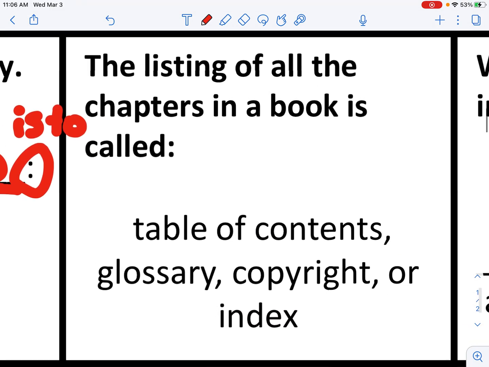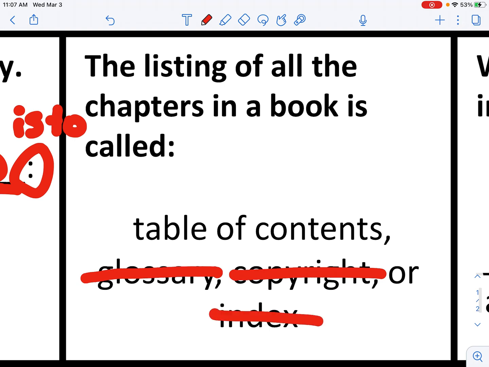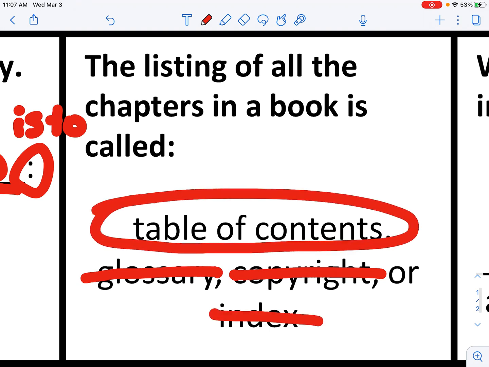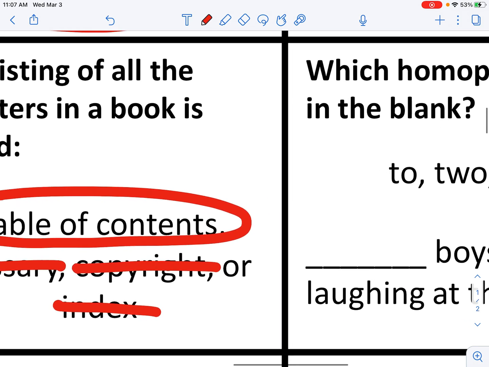The listing of all the chapters in a book is called what? Table of contents, glossary, copyright, or index. Well, I can eliminate glossary. That tells me the definition of words, and it's in the back of a book. Copyright tells me when it was made, so that doesn't give me information about the chapters. An index will tell me all the words or specific topics covered in a book, but it's found in the back. The chapters are going to be found in the table of contents.